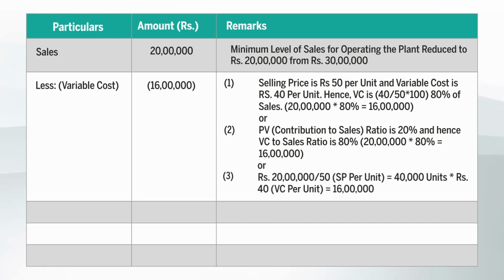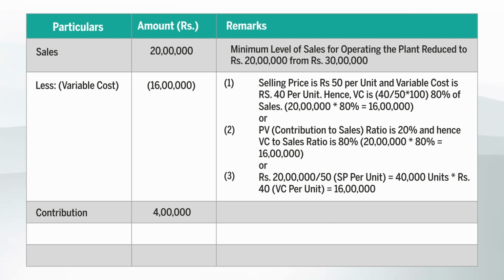The third option is, we are given sales of rupees 20 lakhs and selling price per unit is rupees 50. So we can say that number of units sold are 40,000, and if we multiply variable cost per unit of rupees 40 with 40,000 units, we get variable cost of rupees 16 lakhs. So these are the three different ways of determining variable costs. Now back to our deduction. From sales of rupees 20 lakhs, if we deduct variable cost of rupees 16 lakhs, balance is rupees 4 lakh, which is nothing but our contribution.